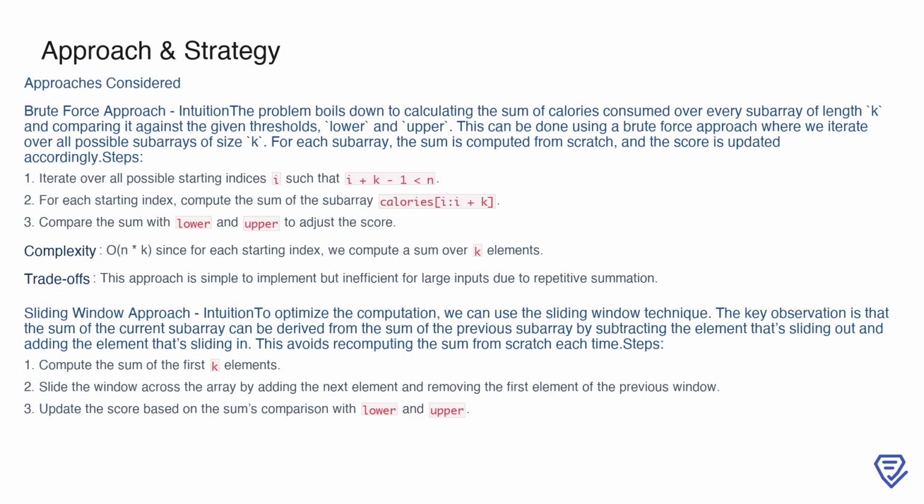To solve this problem, we can start by considering a brute force approach. The main idea here is to calculate the sum of calories consumed over every possible subarray of length k and then evaluate this sum against the given thresholds, lower and upper. To do this, we iterate through all potential starting indices of these subarrays. For each starting index, we compute the sum of the k consecutive elements from scratch and then adjust the score based on whether this sum falls below lower, exceeds upper, or lies in between. While this method is straightforward and easy to implement, it is computationally expensive.